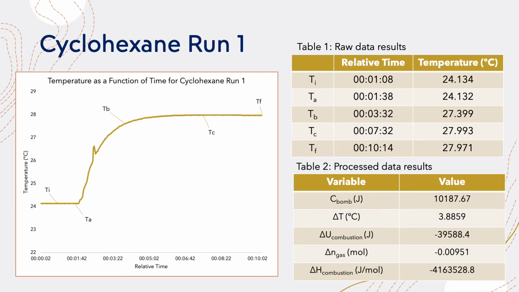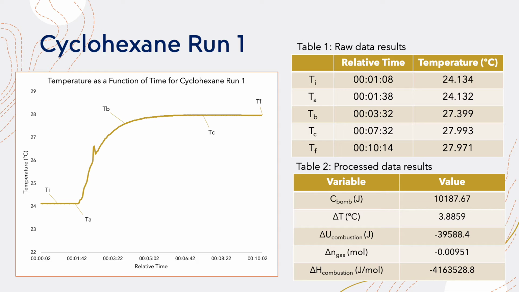Ta is the time of the bomb detonation. Tb is the time at 60% of the total temperature change between point A and C. Tc is the time of maximum temperature, and Tf is the time of final temperature. On this table, we can see the relative time and temperature for each of these points, and down here we have the variable values for the specific reaction: the heat capacity of the bomb, the change in temperature, the change in internal energy of combustion, the change in gaseous moles, and the enthalpy of combustion.